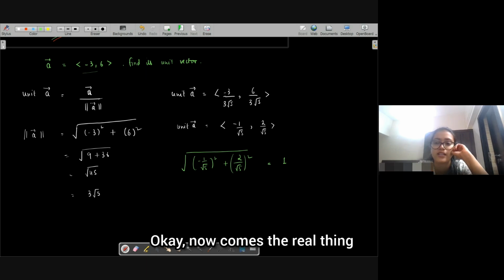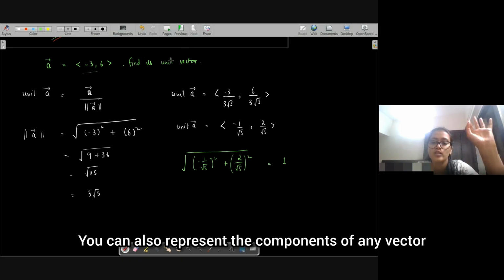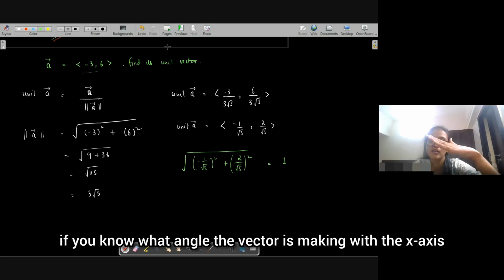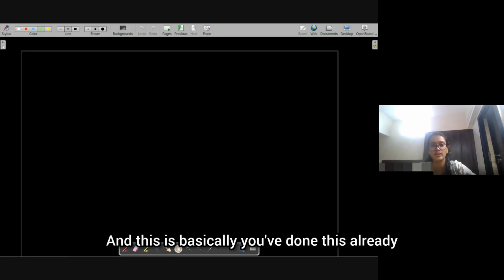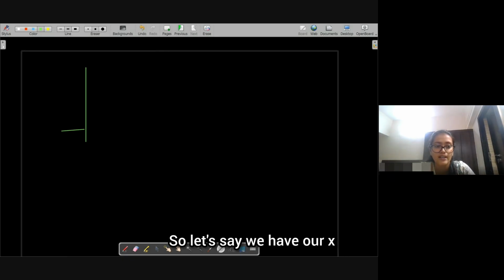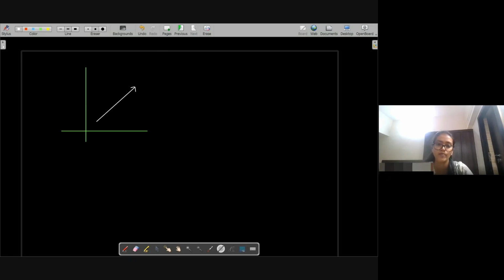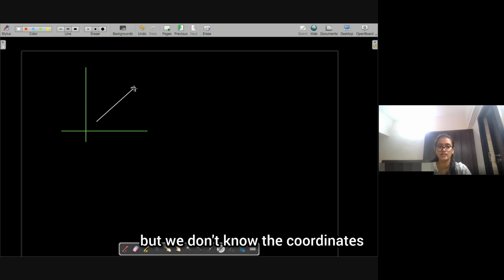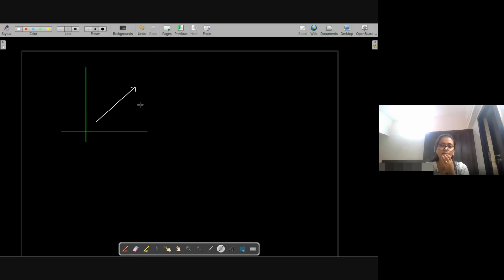Okay, now comes the real thing. You can also represent the components of any vector if you know what angle the vector is making with the x-axis. And this is basically something you've done already. So let's say we have our x and y axis and we have a vector. Now let's say we want to find out the components of this vector, but we don't know the coordinates. We only know the direction.